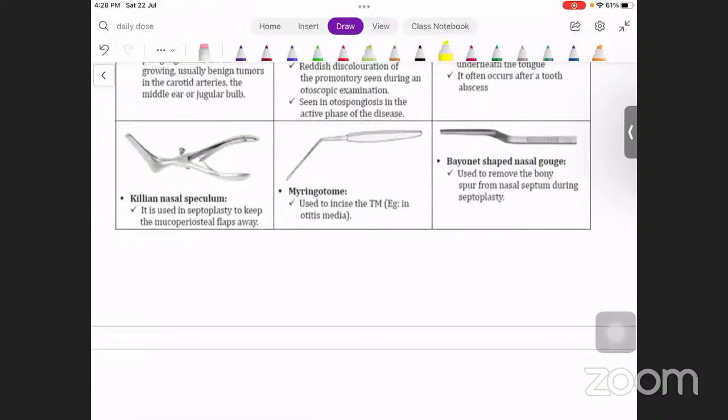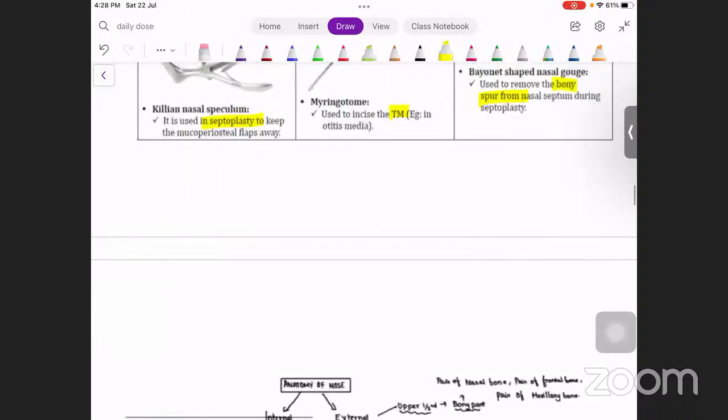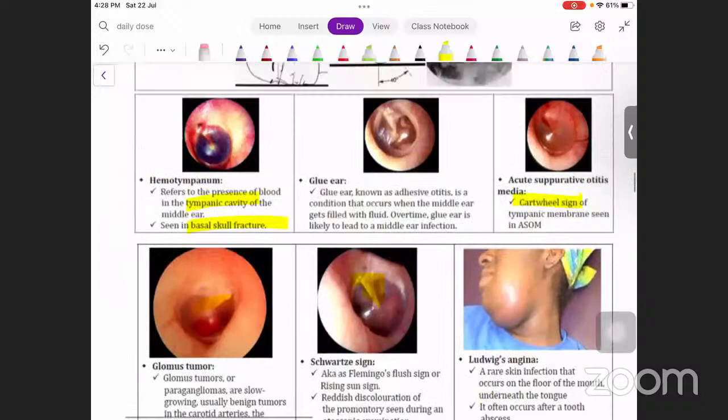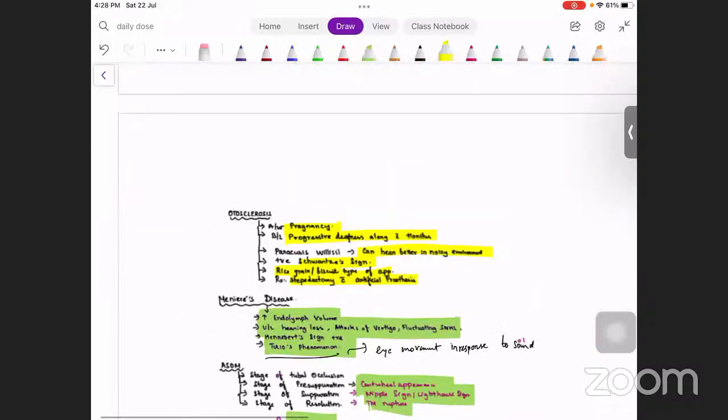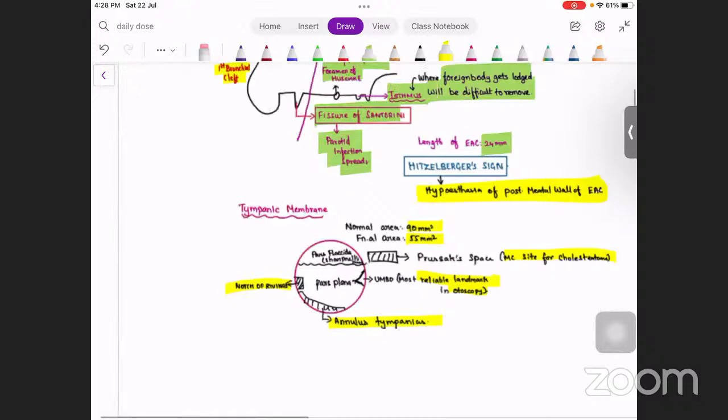And apart from that, there are certain instruments you have to know. Killian's nasal speculum, he uses for the septoplasty, and myringotomy used to incise the tympanic membrane, and bayonet shaped nasal guard used to remove the bony spur. So these are the important things you may see it in the case of your ear.